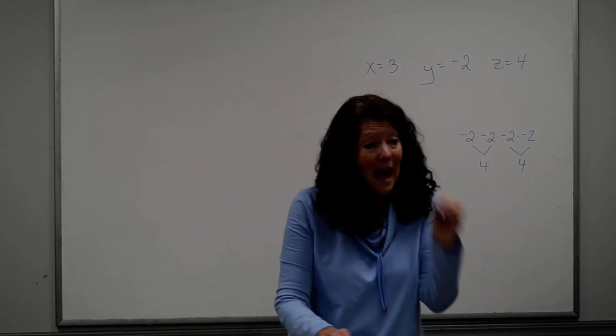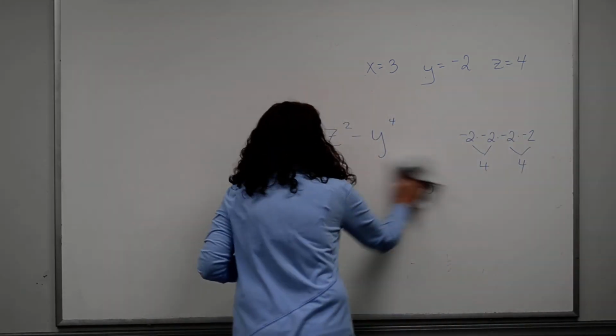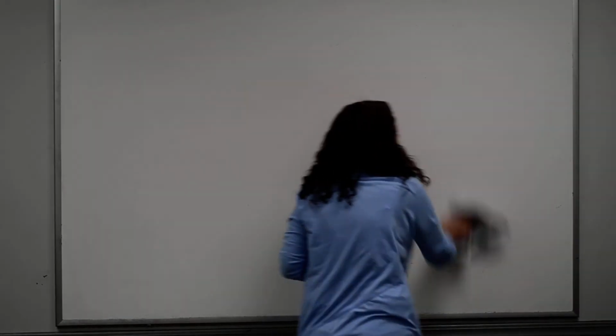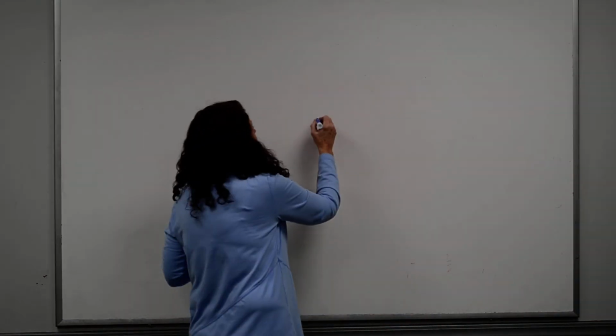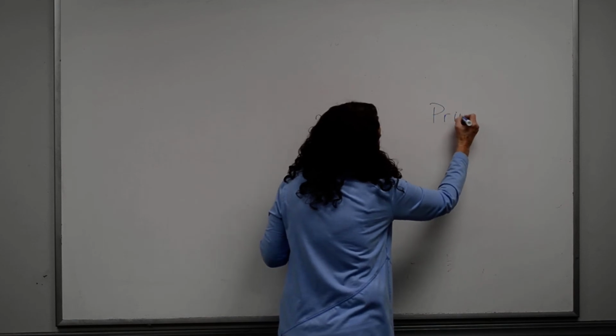Okay, so that is section 4.2. Okay, moving on to section 4.3 is when we begin to talk about prime factorization and whether something was a prime number or a composite number. So if I said 23, is that a prime or a composite number?